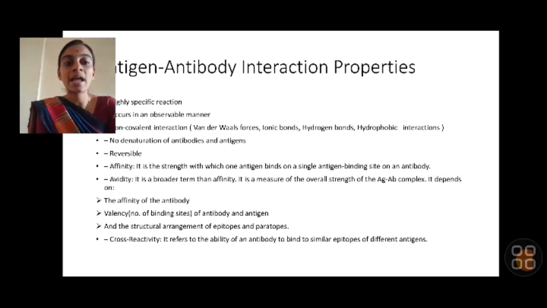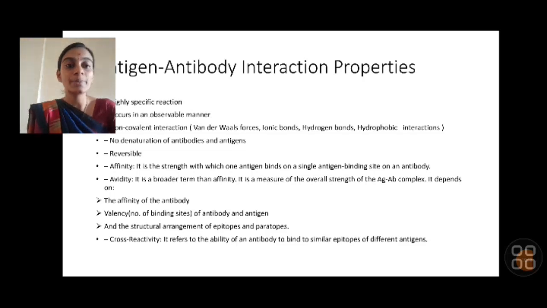Affinity is the strength with which one antigen binds to a single antigen binding site on the antibody. Whereas avidity is a broader term than affinity. It measures the overall strength of the antibody-antigen complex, and it depends on various factors like the affinity of the antibody, valency, that is the number of antigen binding sites present in the antibody and the antigen, and the structural arrangements of the epitopes and the paratopes.